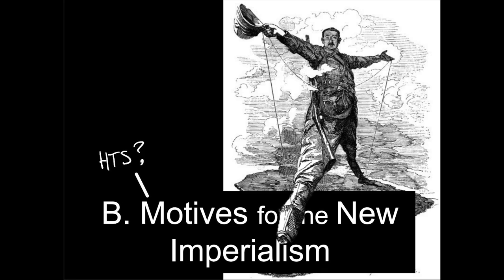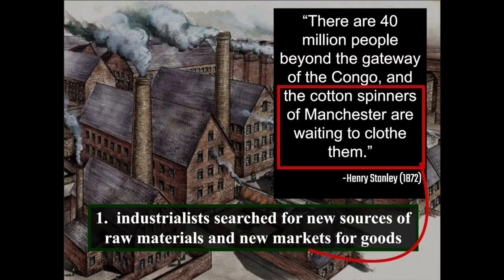So, what are the causes or the motives for imperialism? Y'all may have remembered that in old imperialism, we have the 3 Gs: God, gold, and glory. And we're going to see similar motivations with new imperialism. Industrialists need raw materials to fund the Industrial Revolution. And so they need to find new sources of those raw materials and captive markets for those goods.